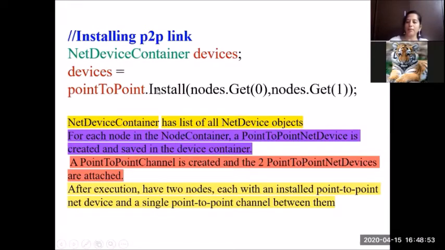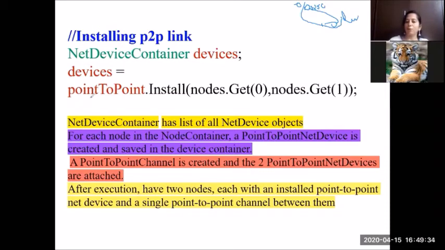So if you remember, I had node 0 here, node 1 here, and say this is node 0, this is node 1. There was a point-to-point link between these two. And I want to put one network interface card, one device here, and the second device here. And that's what we mean by this. So one container will contain both these devices. Both the net devices will be present in a container known as devices.